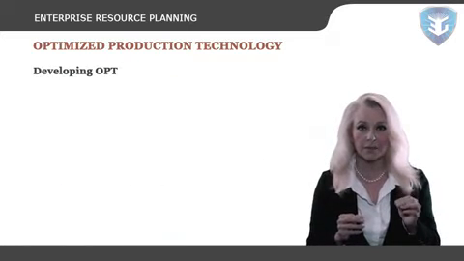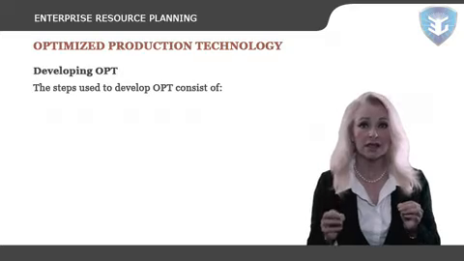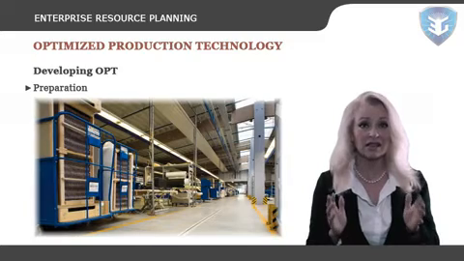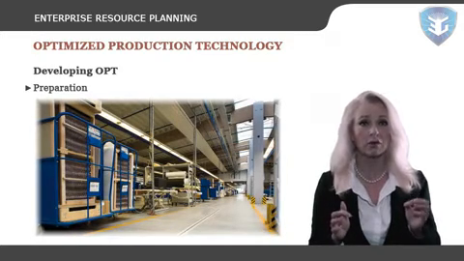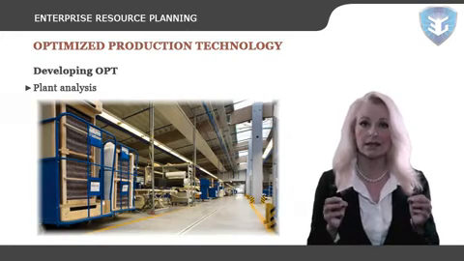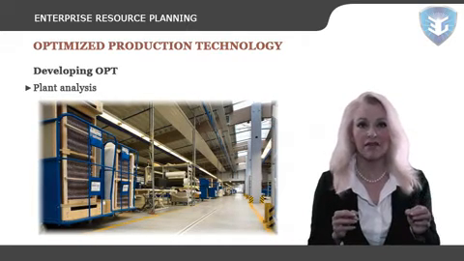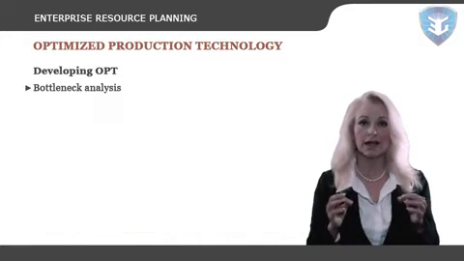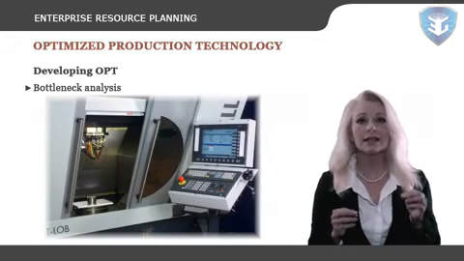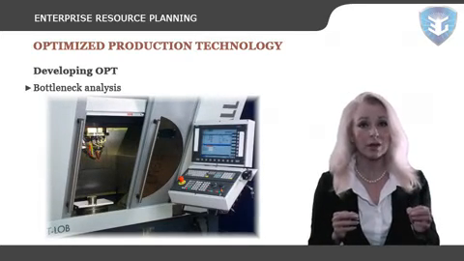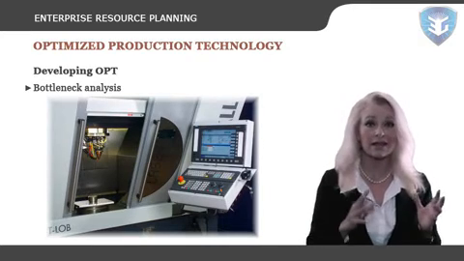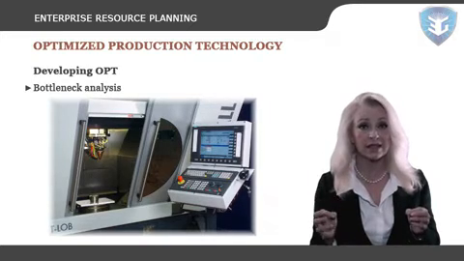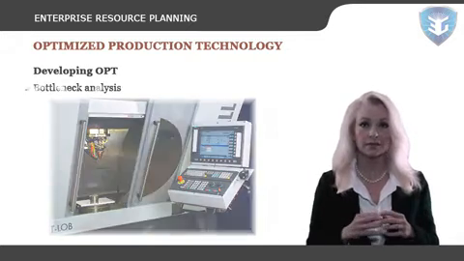Developing OPT. The steps used to develop OPT consist of preparation, measuring performance, project planning, and identifying hardware and software requirements. Plant analysis, analyzing the manufacturing processes and how they are managed. Bottleneck analysis. This is conducted by analyzing work in progress and shortages versus excesses. Potential bottlenecks are those resources which appear on the shortage list, but not the excess list.